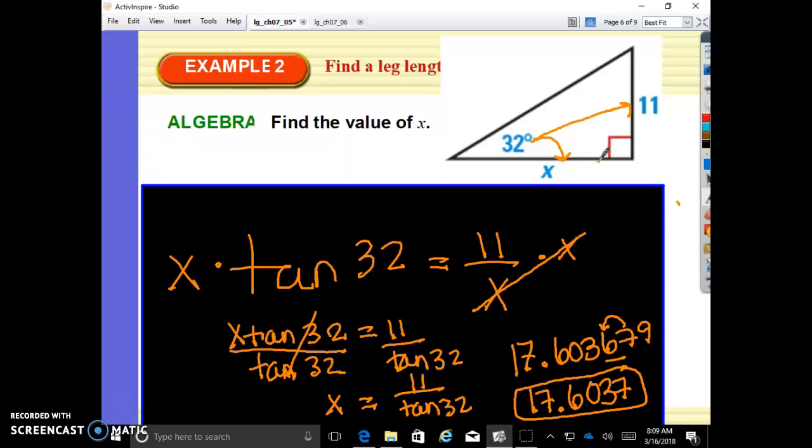If you are not getting this answer, make sure that your calculator is in degrees. It should say DEG on top of your calculator. It should not say radians or RAD or GRAD. It needs to say DEG. The button right next to the green second button says DRG, and that one changes between the different modes. Make sure it's in DEG, degree mode.